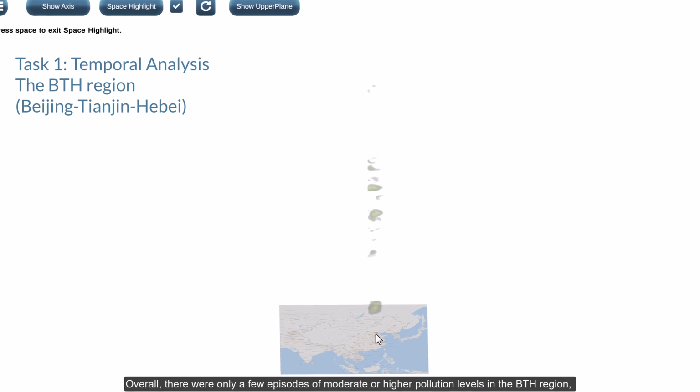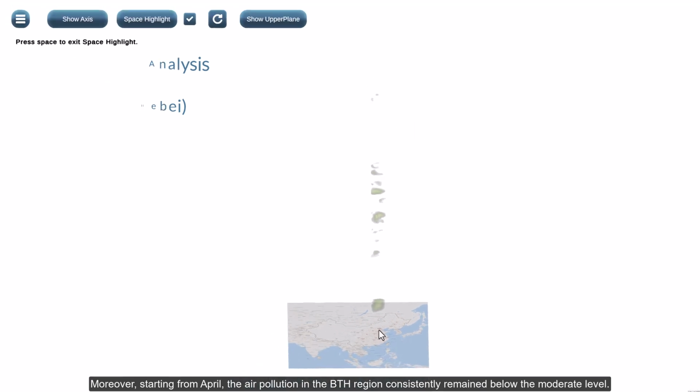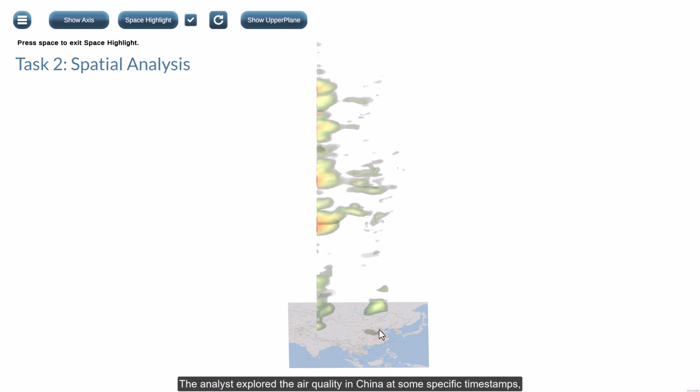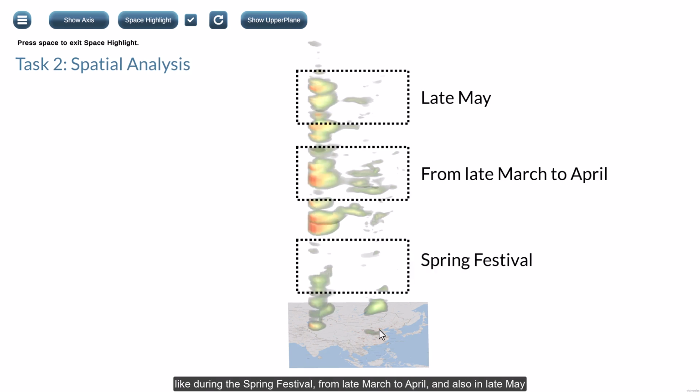Overall, there were only a few episodes of moderate or higher pollution levels in the BTH region, and they did not last very long. Moreover, starting from April, the overall air pollution in the BTH region consistently remained below the moderate level. The analyst explored the air quality in China at some specific timestamps, like during the Spring Festival, from late March to April, and also in late May when two well-known dust storms swept through northern China.